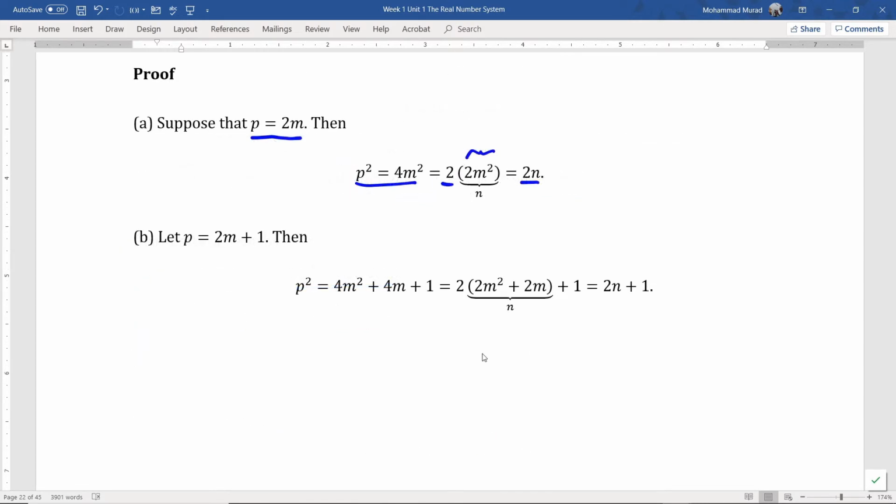Let's see the proof of B. Let p be an odd integer, then p can be assumed to be equal to 2m plus 1 for some integer m. Then p squared is given by 4m squared plus 4m plus 1, which can be written as 2 times (2m squared plus 2m) plus 1, or 2n plus 1, where this quantity is n. So this shows that p squared is an odd integer.